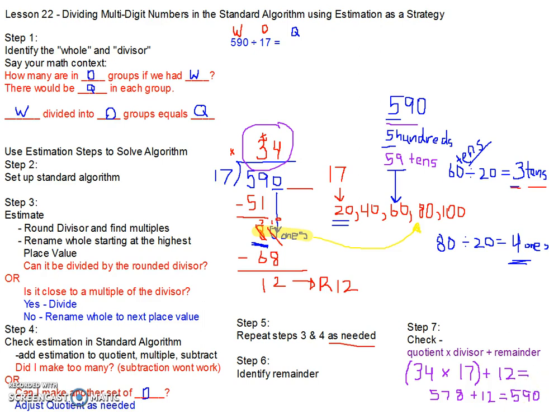And we check that against our original whole. They are equal, so we did our math right. And we can go back to our original question. How many are in 17 groups if we had 590? The answer would be, there would be 34 in each group with 12 remaining.